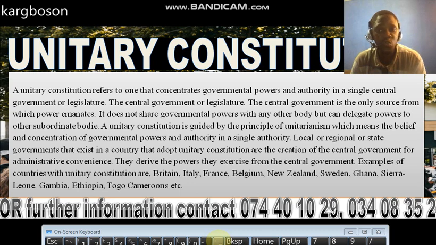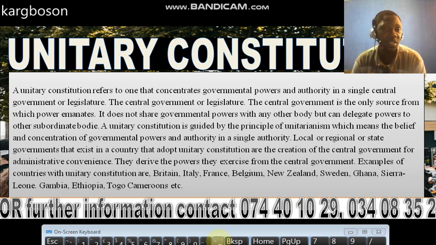Examples of countries with unitary constitutions are Britain, Italy, France, Belgium, New Zealand, Sweden, Ghana, Sierra Leone, Gambia, Ethiopia, Togo, Cameroon, etc. These countries practice what we call a unitary constitution.